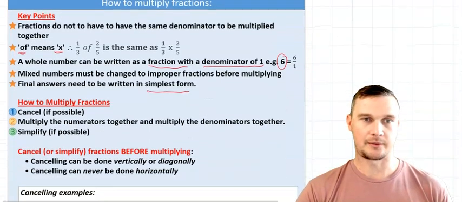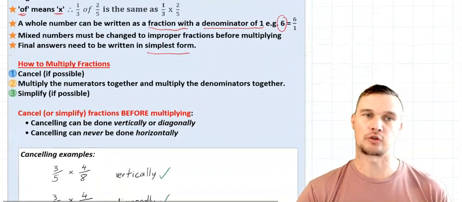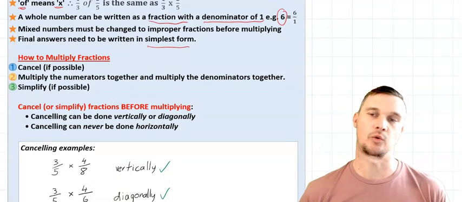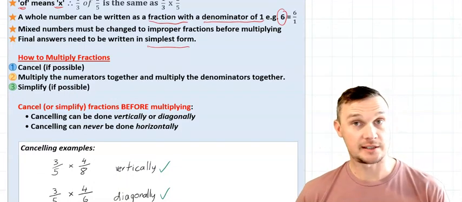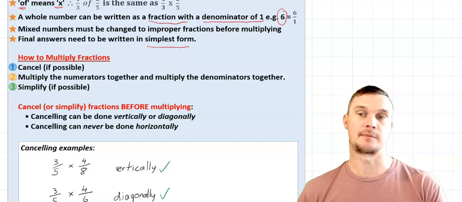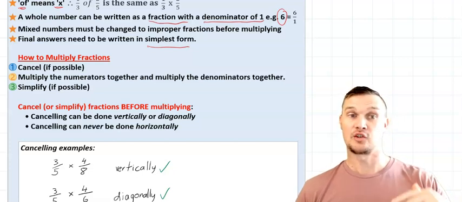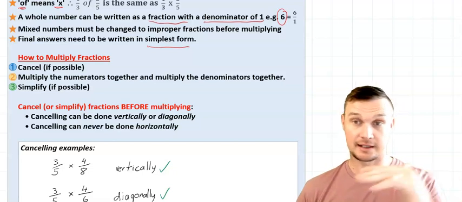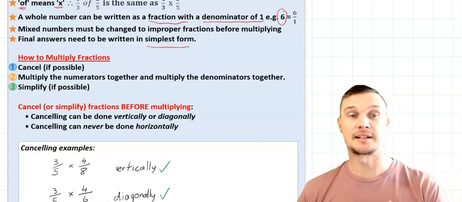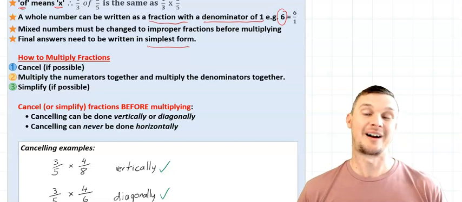So let's get into it now, and work out how we actually multiply fractions. There are 3 steps that I want you to apply. The first is cancel, and we're going to look at what cancelling means soon. First, cancel the fractions if possible. You then multiply the numerators together, and then multiply the denominators together, and finally you simplify again if that is possible.